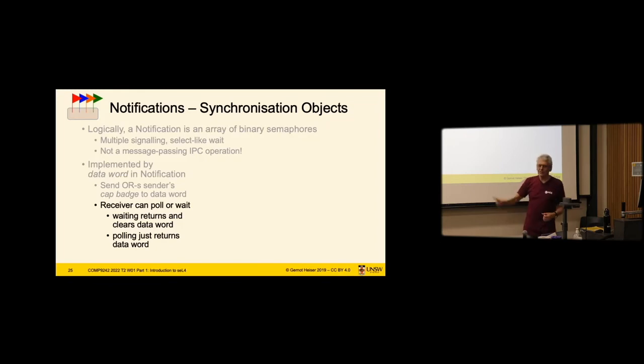And the way these get sent is by using badge capabilities. The badge is looked at as a bit pattern, and it's just ORed onto this data word. And so if you have multiple badged capabilities on the notification with overlapping 1 bits, then if several of them arrive before they get collected, you lose data.